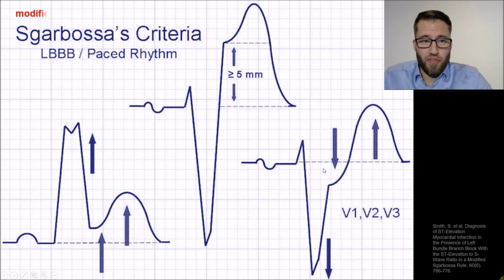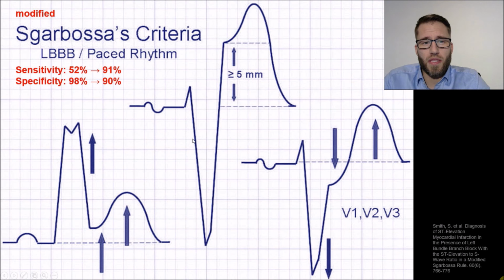There is a modification of the Sgarbossa criteria that is done by Smith et al. And in these modified Sgarbossa criteria, there are only little changes, but that pushes the sensitivity from 52% to 91%, but decreases the specificity from 98% to 90%. But there are much less false negatives. You almost got all of the STEMI diagnoses with the modified Sgarbossa criteria. And there's only a little change.